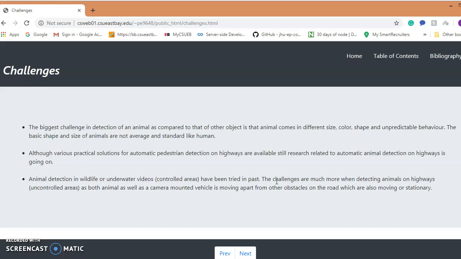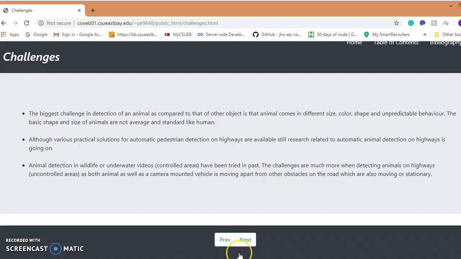And the last challenge is animal detection in the wild, or we can say animal detection in controlled areas, which has been tried in the past. But the challenges are much greater when we try to detect animals on highways, the uncontrolled area, because on highways both the animals and the camera mounted on the vehicle are moving apart from each other. That's why this is one of the biggest challenges.